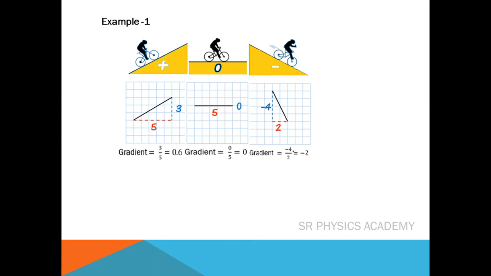So minus 4 by 2, so we will get minus 2. Next, we know about the flat surface of the gradient. Here, flat surface means nothing is there, so it is straight. There is no up and no down.